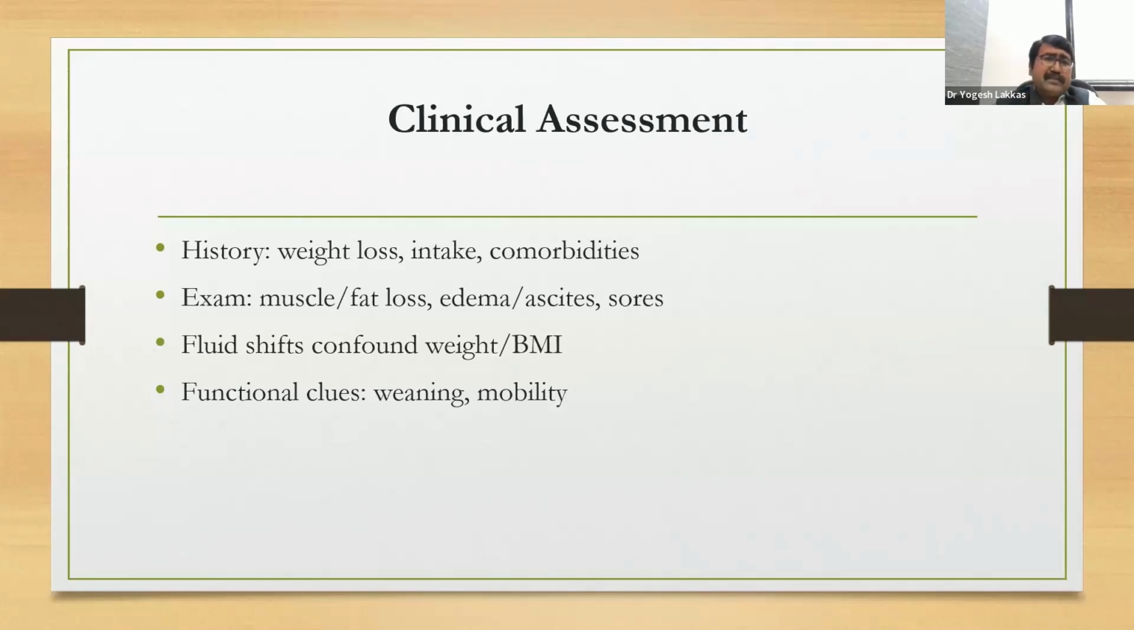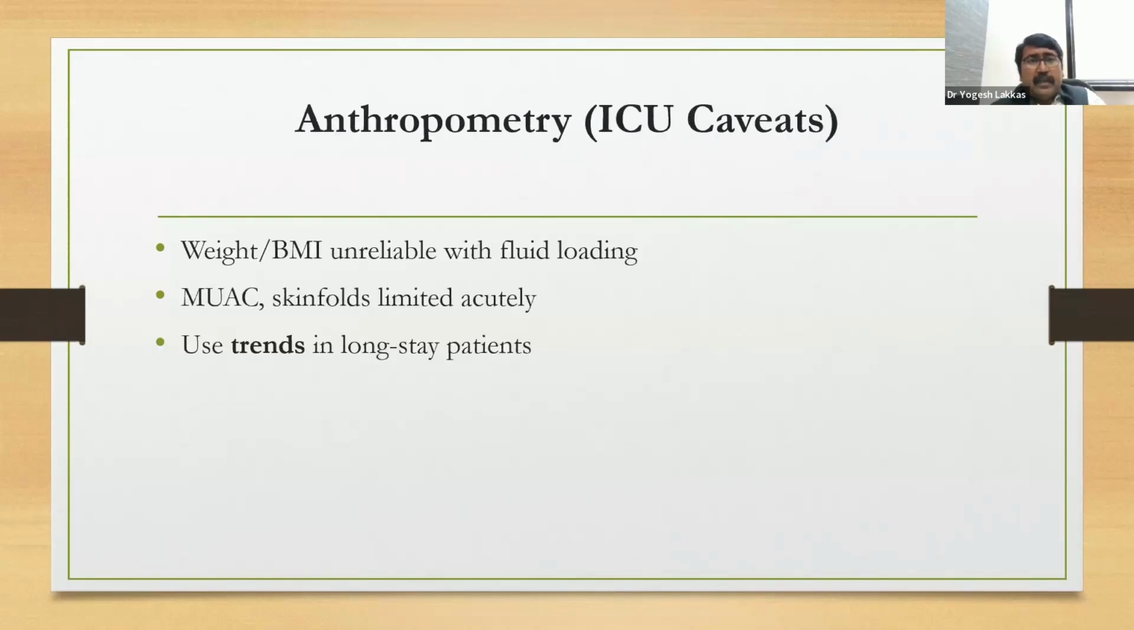Then fluid shifts confound the weight and BMI. That's why weight and BMI singly will not carry the weightage for planning the nutrition for an individual patient. Functional clues like weaning and mobility, this functional part will matter a lot, that will be seen in the subsequent slides, apart from the NUTRIC score and clinical judgment that we have for planning the nutrition in each patient.